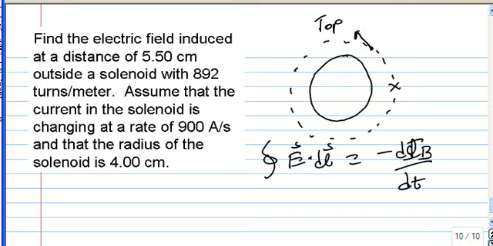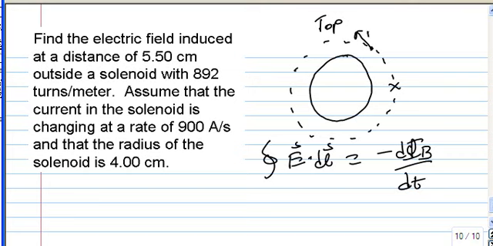We also know that the E field has to point tangentially to the surface. We know this from Gauss's law. There's no charge contained inside the loop. And since there's no charge contained inside the loop, Gauss's law says there can't be an electric flux through the loop. That means the E field can only point in the direction that's shown.